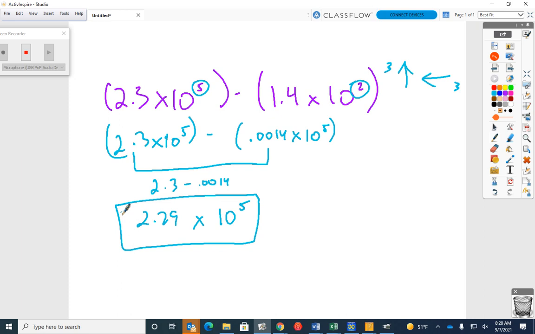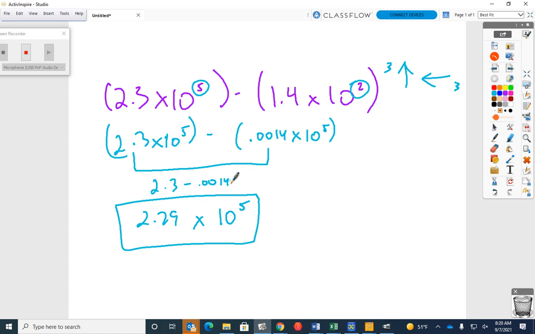So if it was addition, what would I do differently? You would add these two numbers instead of subtracting them. Wait, how'd you get the 10 to 5? I moved this exponent up to 5, because these have to be the same in order for me to add or subtract them. This 5 just stays the same. It's like the denominator in a common denominator. It just stays 10 to the 5th. The 10 stays the same, and the exponent is the same too.